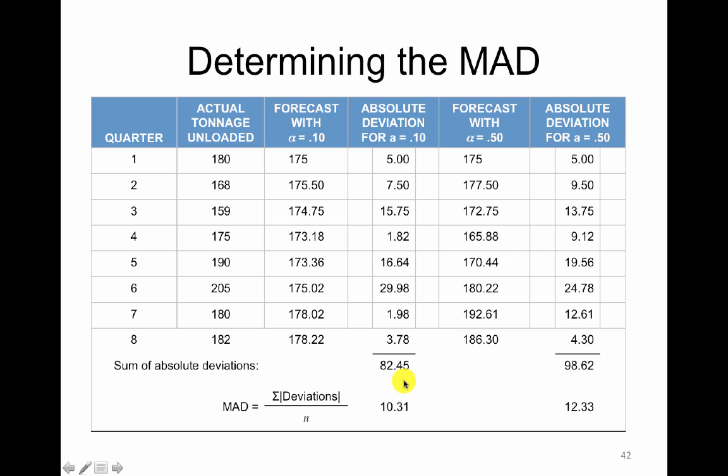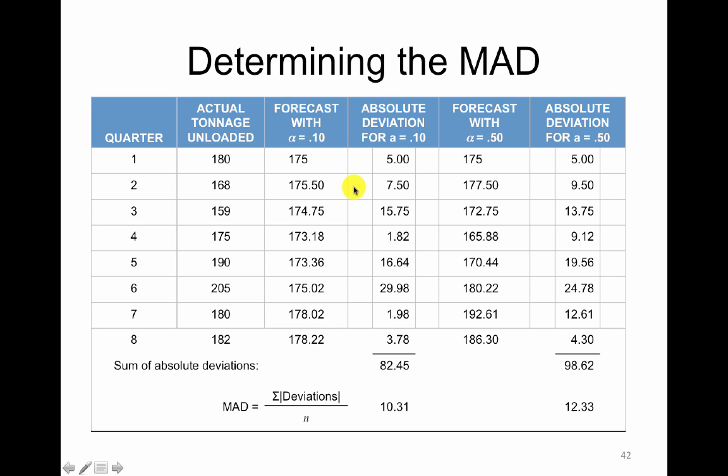So here you have 8 periods. You have quarter 1 all the way through 8. And you have a sum of absolute deviations of 82.45. To get that, you see here's the actual demand or actual tonnage loaded, and you subtract the forecast, which gives you a difference of 5. So your forecast was off, it was wrong by 5.